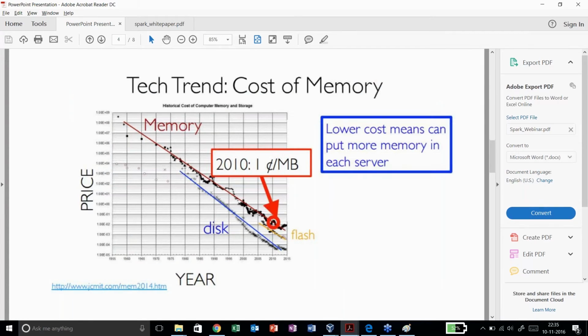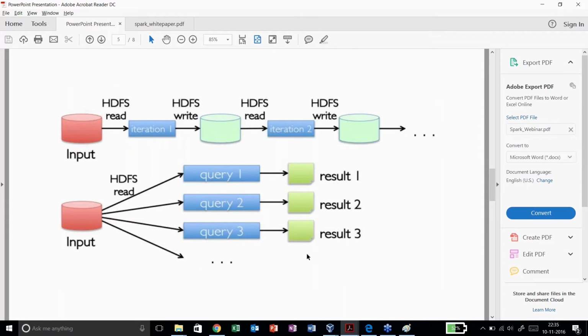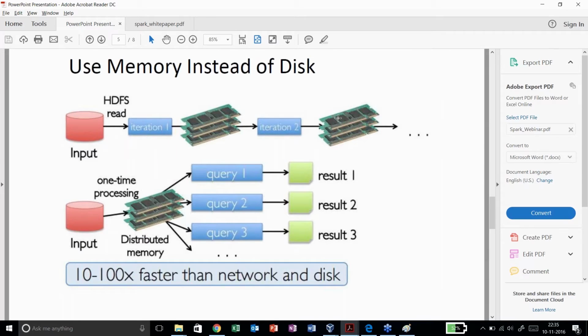Can we do something better and replace it with the memory? So if you can see here, each iteration goes through the disk, and now we will use memory instead of disk between iterations so that we don't really have to do disk IO at every iteration. Keep the data as much as possible in memory to get better performance. And that was the primary design change that Spark brought in compared to MapReduce.